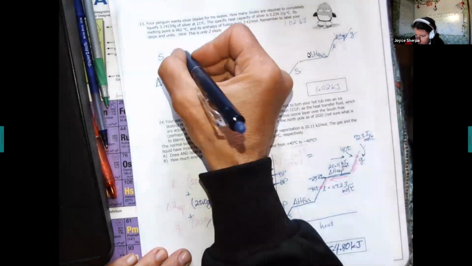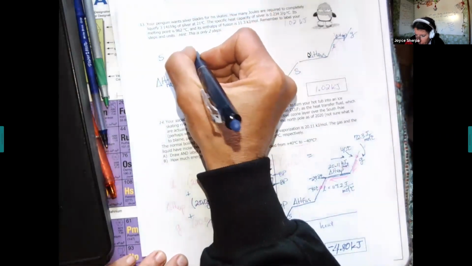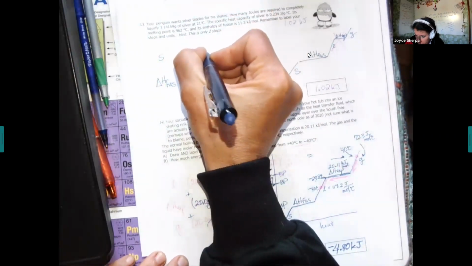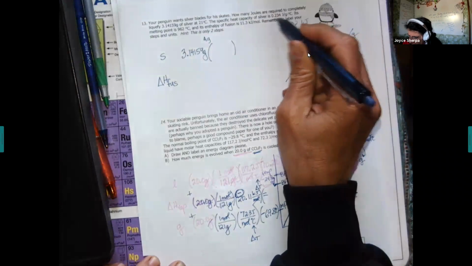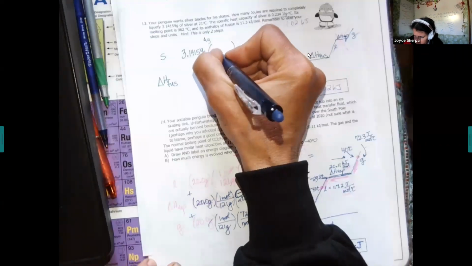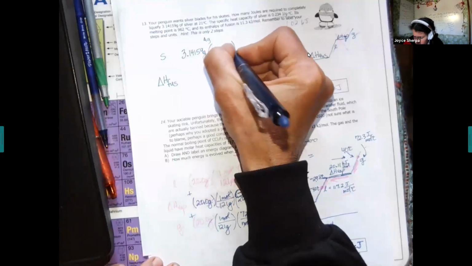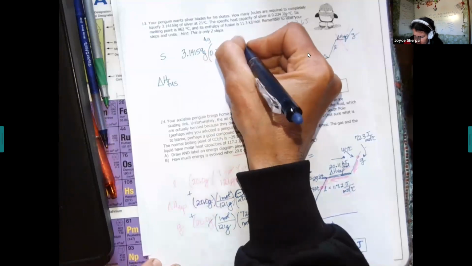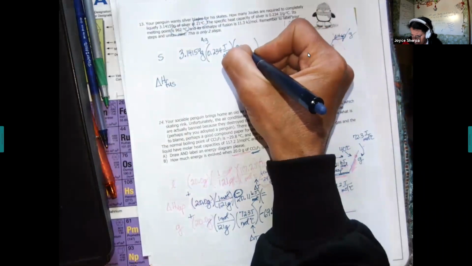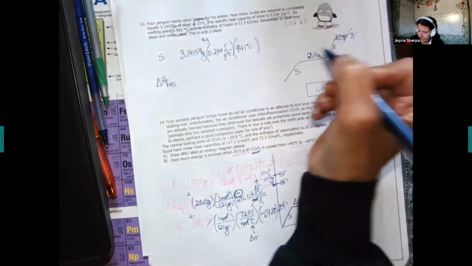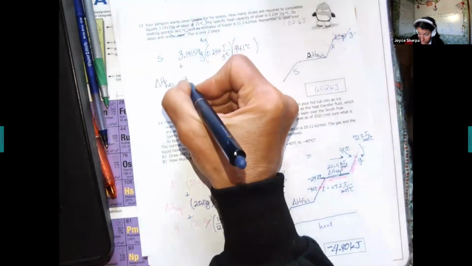For the solid, we're going to have 3.14159 grams. And it is silver. And it tells us it's that number 0.234 joules per gram degree Celsius. And then the temperature is our change in temperature. So it just gave us 2 temperatures. So the difference in those is what, 941 degrees Celsius. And then we would add it to the heat of fusion.